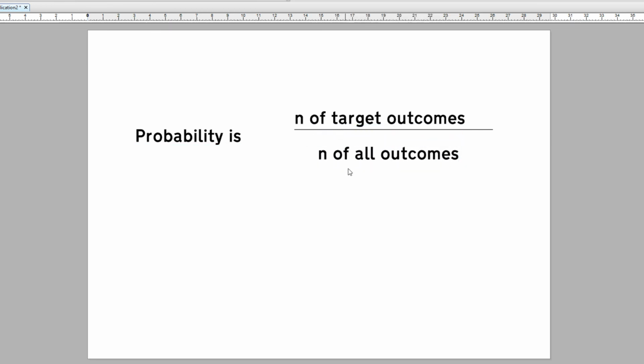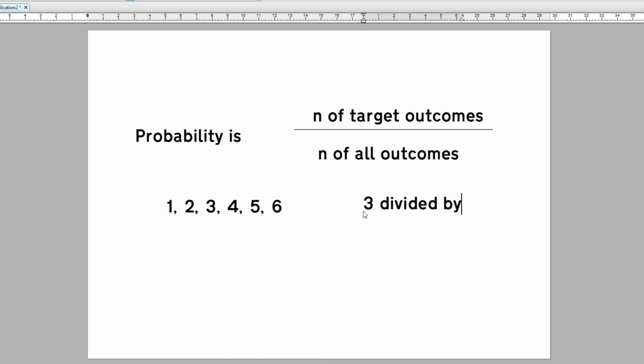So I've used this example before, sorry if you're rewatching it again, but let's say I am rolling a dice, okay, and I want to get an even number. I could either get 1, 2, 3, 4, 5 or 6. That's the number of all the outcomes. That's six outcomes I can get. The number of ones I want, which are even, is 1, 2, 3. So 2, 4 and 6. So then that would become 3 divided by 6. And that would mean that the probability is a half.